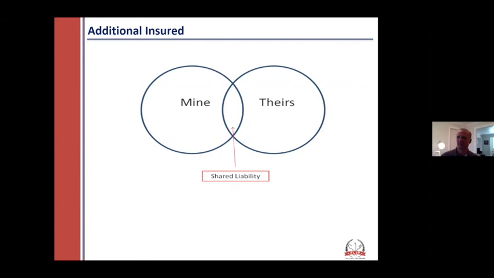Okay. He said, how many additional insureds are allowed per license? So additional insureds, you can put an unlimited amount on there. Sometimes, you've got to just talk to your insurance company, because some additional insureds are free. Sometimes they're going to charge you for them. It all depends on the additional insured.